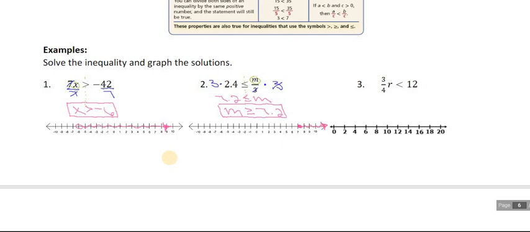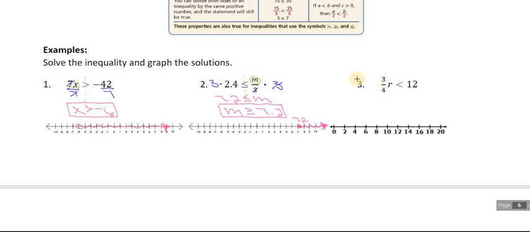Again, I apologize for these tiny little number lines. Just trying to fit as much in as possible without using up too much space. And let's look at number 3. Number 3 says 3/4 r is less than 12.